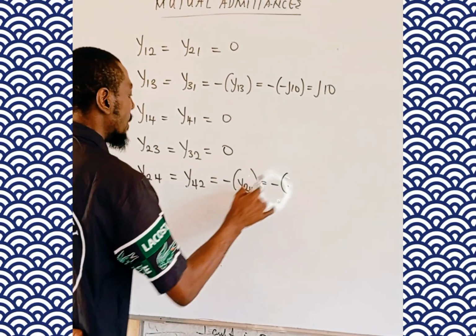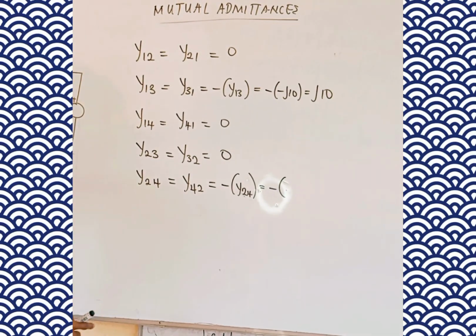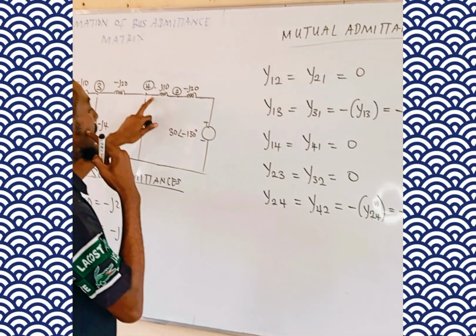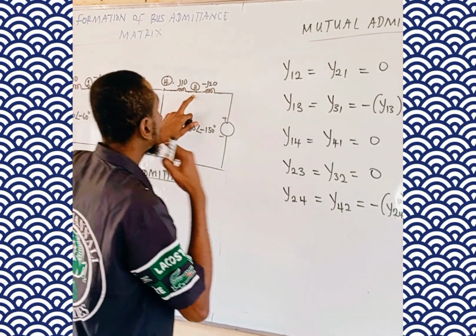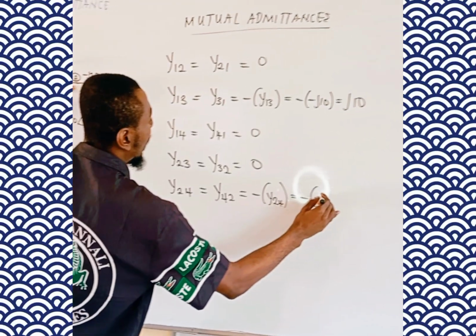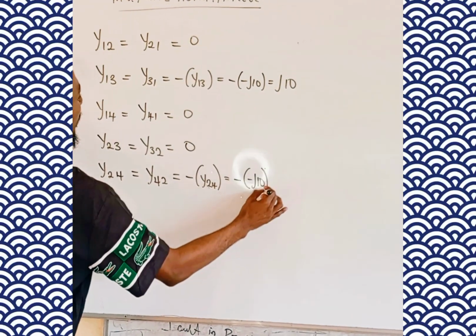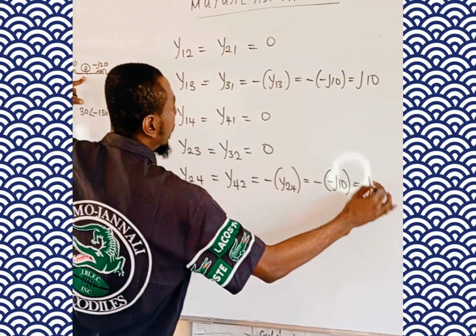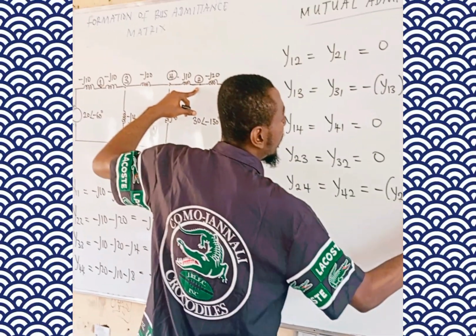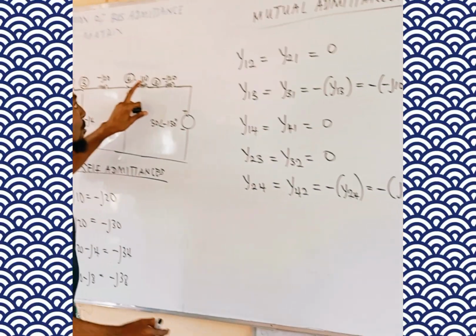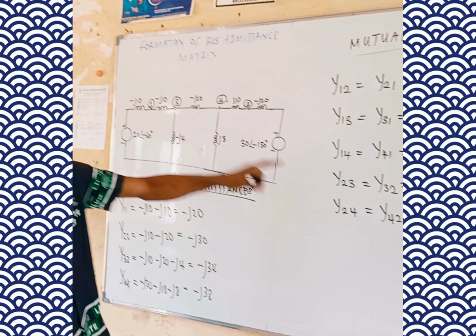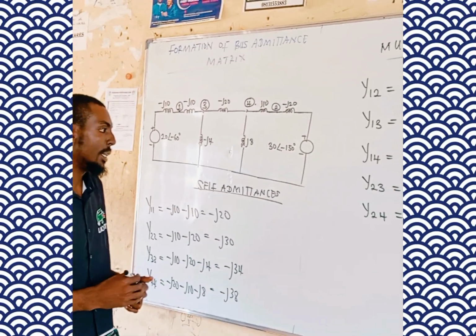So what is y24? y24 is minus j10, since the j10 here is positive, so we have negative j10 there.